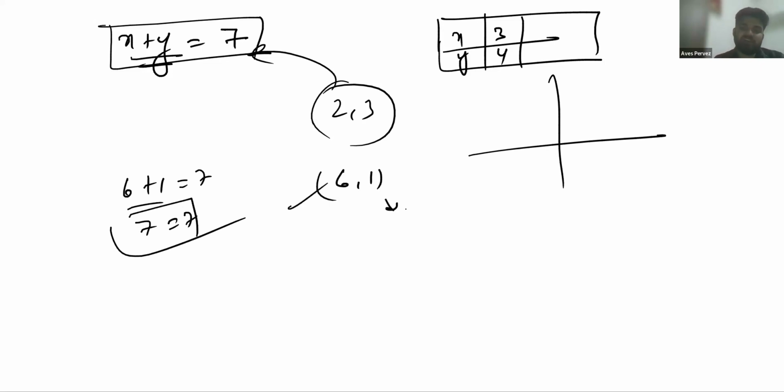This is a solution, but this is not a solution. Got it? So there can be infinite solutions, because the equation will be x plus y is equal to 7, or in the question it will be given.